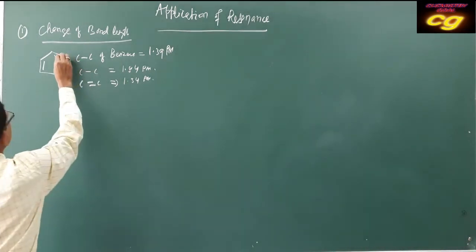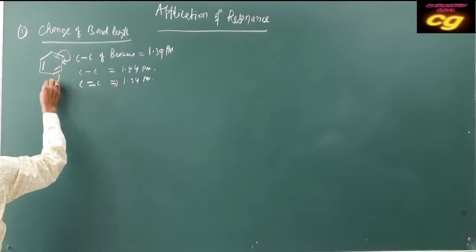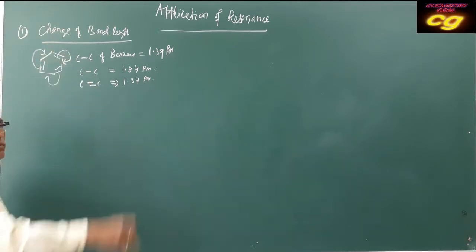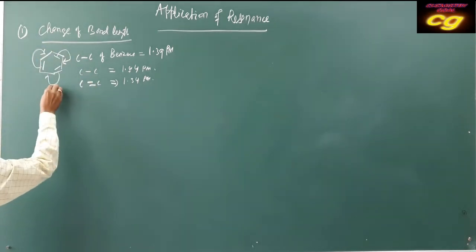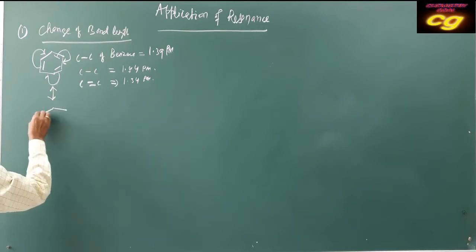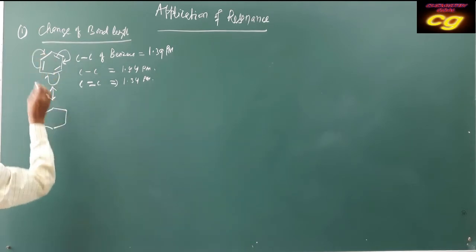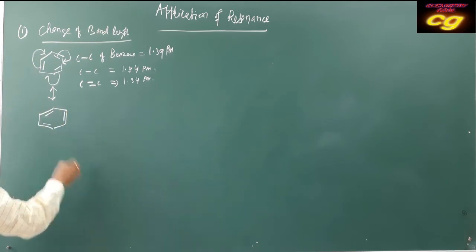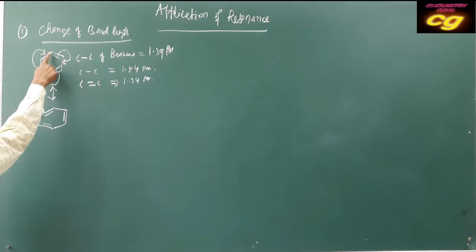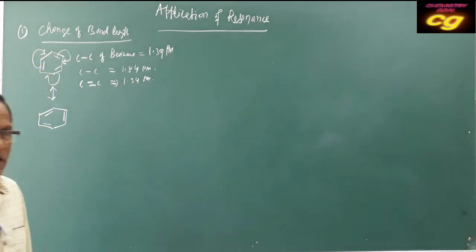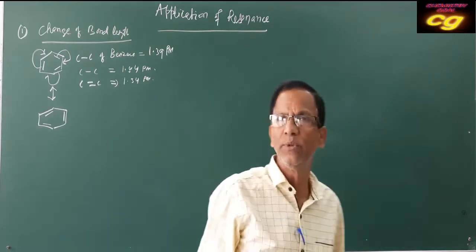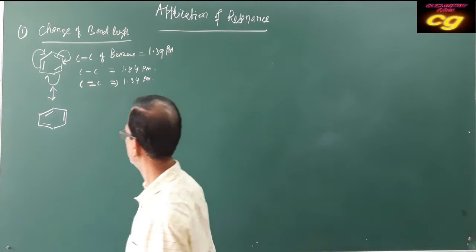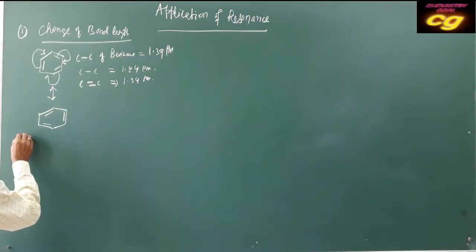Because this is the resonance structure of benzene, the pi bond is circulating throughout the ring. That's why it is converted: now it is a double bond, now a single bond, double bond, single bond, double bond. So a double bond becomes a single bond and a single bond becomes a double bond. That's why the carbon-carbon bond length of benzene lies between a single bond and a double bond. This is one application.